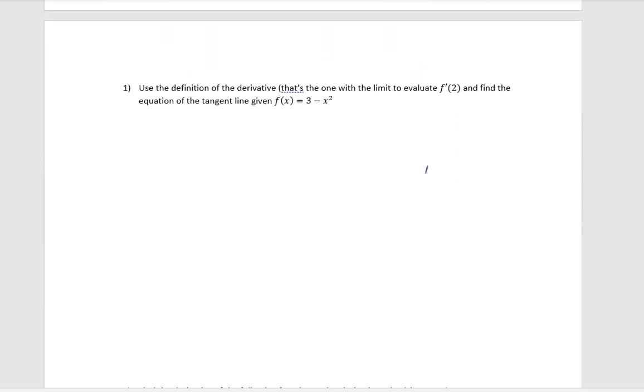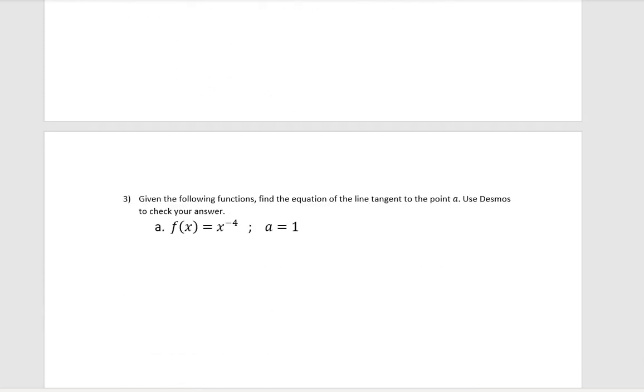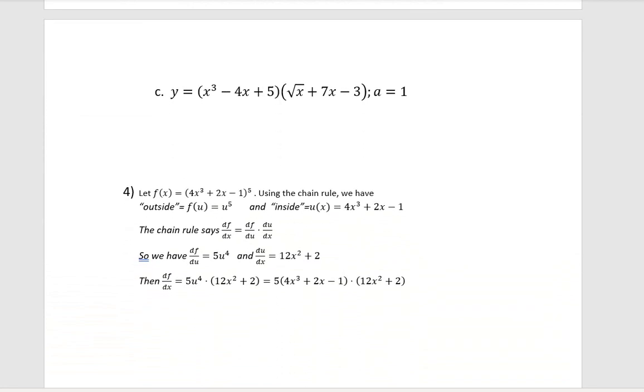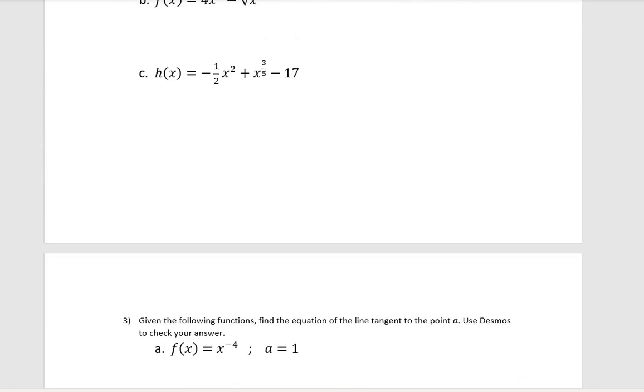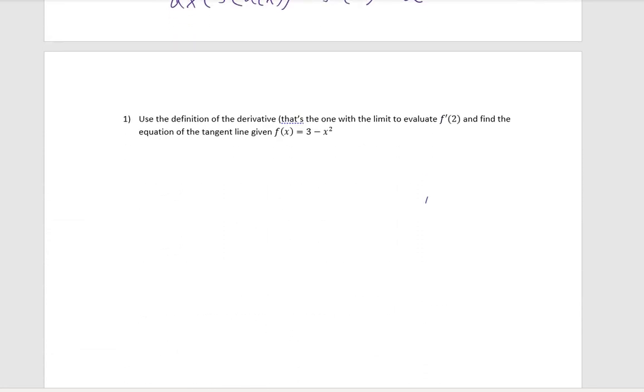Alright, let's go ahead and do this first example. And we're going to do example 1 and 2, and then we're going to go ahead and create another video to do the rest of these, because they're a little bit more involved. So, first off, it wants us to use the definition of the derivative to find the equation of the tangent line at f prime of 2 for the function f of x equals 3 minus x squared.